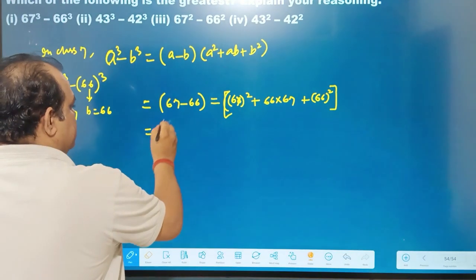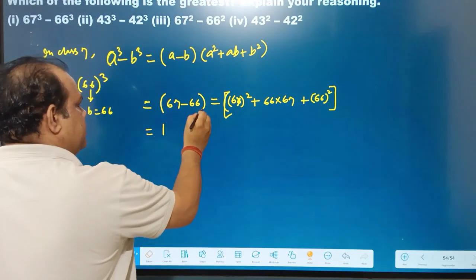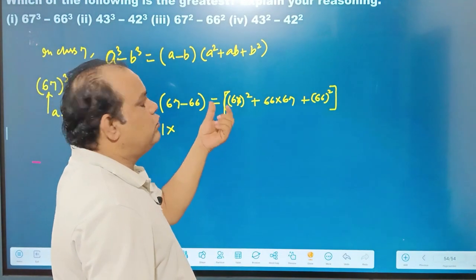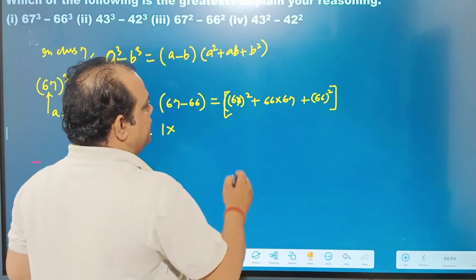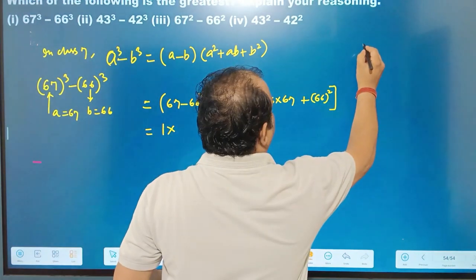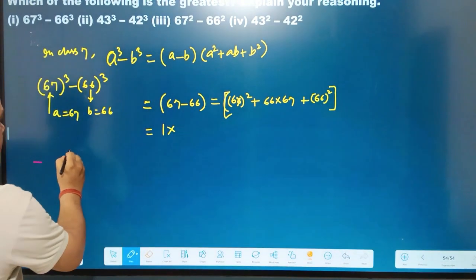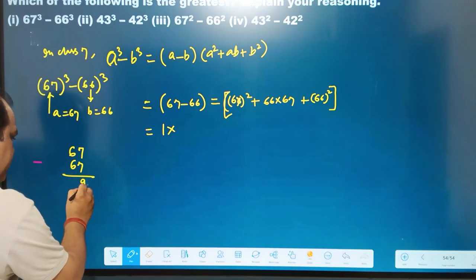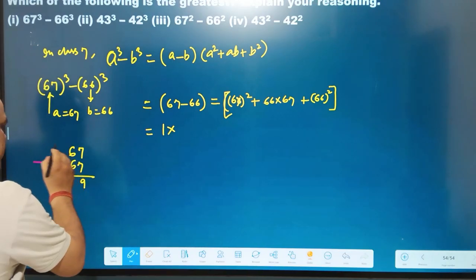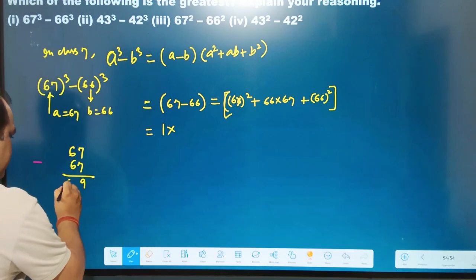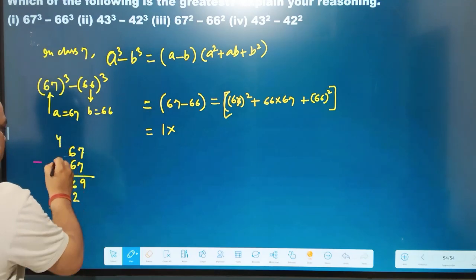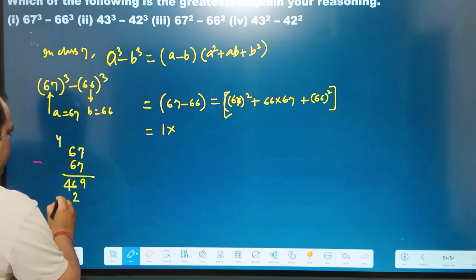Now what will happen? This becomes 1. 67 minus 1, and then you have to again do the squares, not the cube, right? So 67 ka square, do it here itself. 67 ka square, 7 multiplied by 67. 7 7s are 49. Balance 4. 7 6s are 42 and 4 is 46, right? 6 7s are 42, balance 4. 6 6s are 36 and 4 is 40.